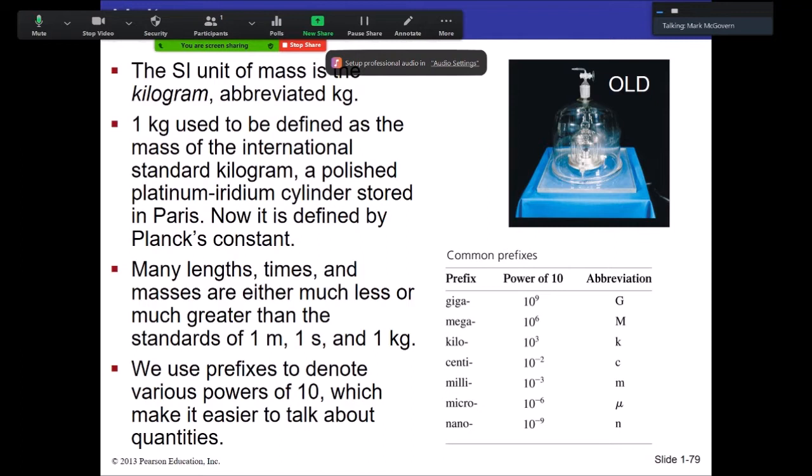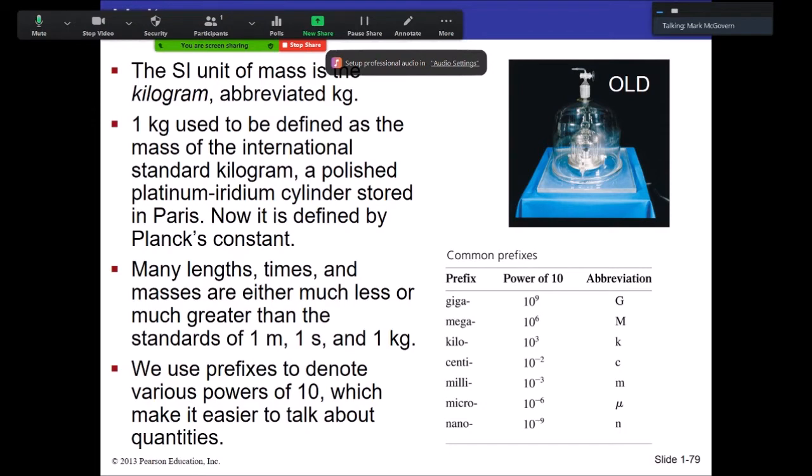The SI unit for mass is the kilogram, not the gram, but the kilogram, where the kilo part of it is part of a prefix system, which means it's 1,000 grams, abbreviated kg.